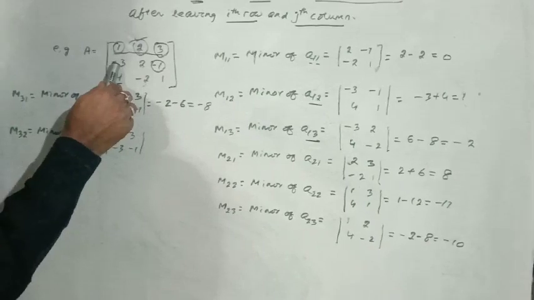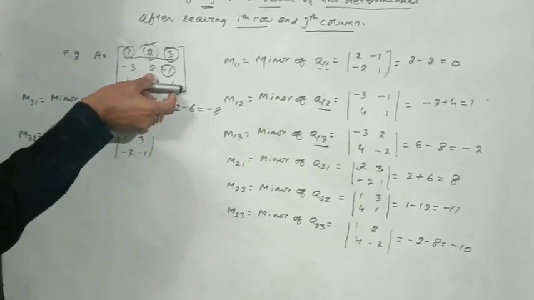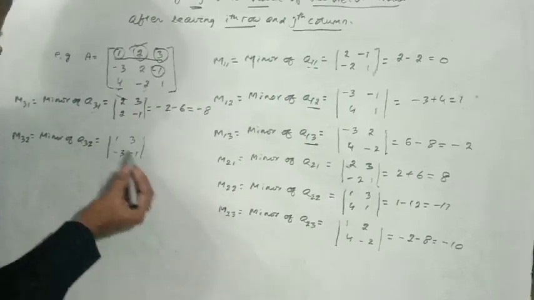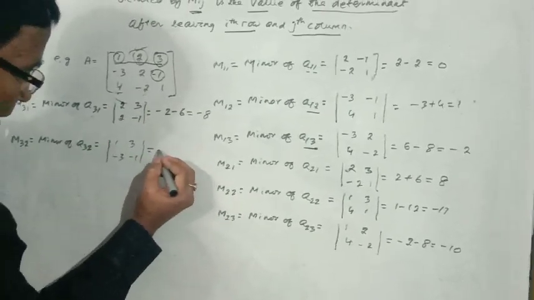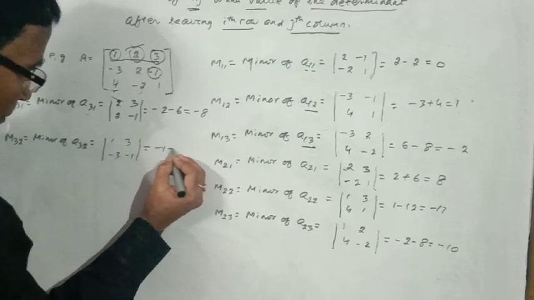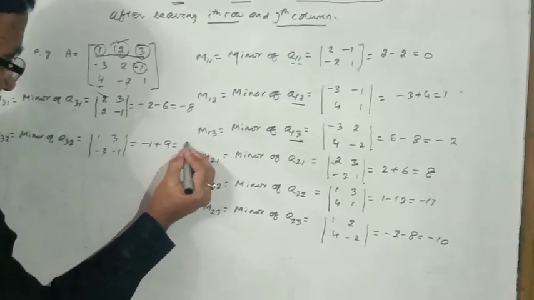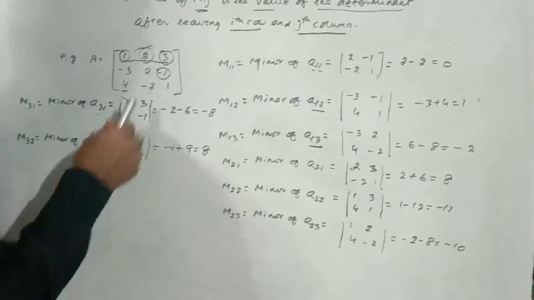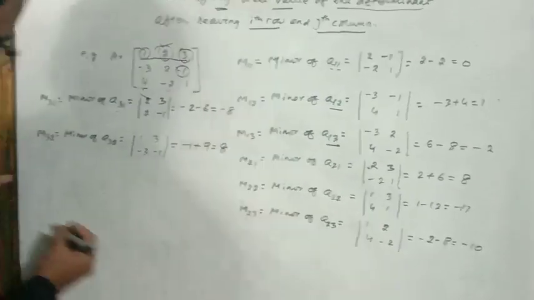1 3 minus 3 minus 1. After omitting third row, second column, we are getting this thing. So it is equal to minus 1 plus 9, that is equal to 8.